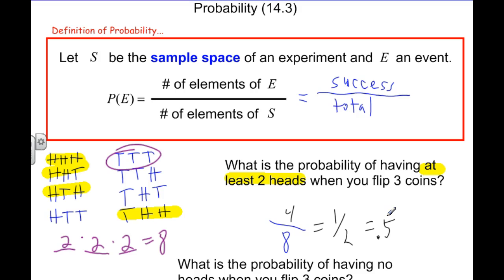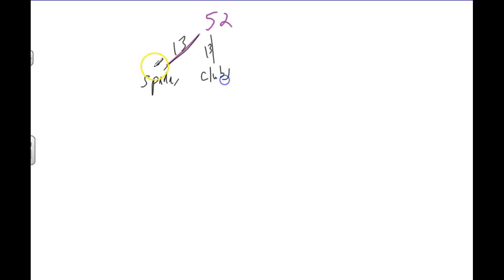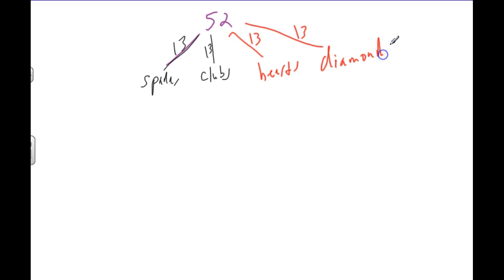So 5-card poker. Before we start, I just want to mention a couple things about cards. 52 cards in the deck. There are, let's see, 13 spades. That's one of the suits. There are 13 clubs. There are 13 hearts. And there are 13 diamonds. And so you can probably tell that I did these on purpose. Half the cards, or 26 of the 52, are red. 26 of the 52 are black cards.